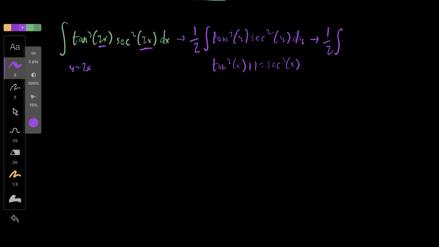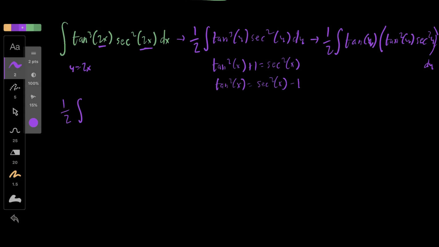So we can do 1 by 2 tangent of x multiplied by tangent squared u secant squared u, and then of course we would have all of that du. So then what we can do is rearrange this equation. So we get tangent squared of x is equal to secant squared of x minus 1. So then we get 1 by 2 times the integral of tangent u multiplied by secant squared u minus 1 multiplied by secant squared u du.